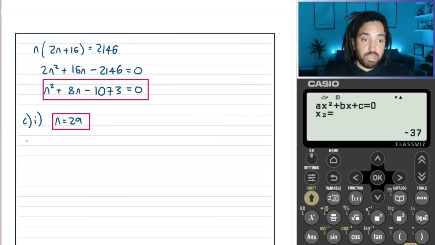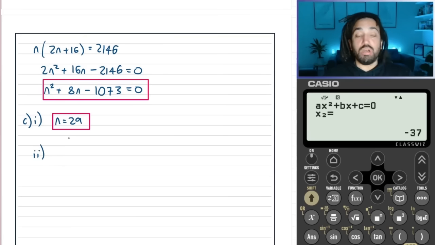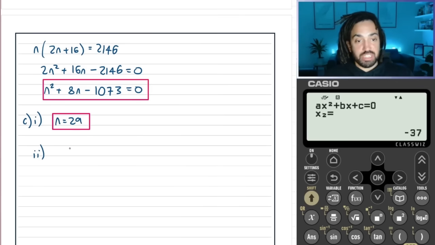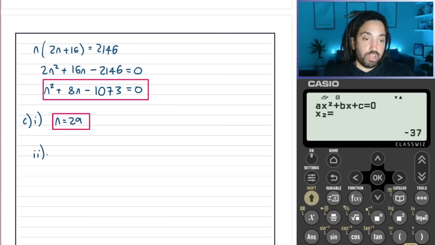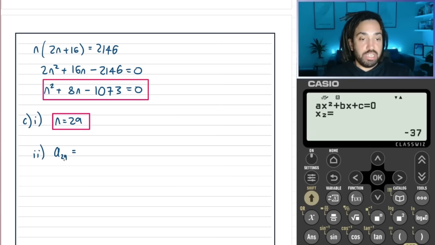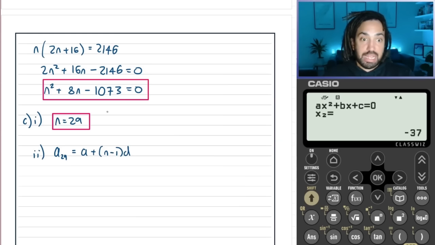And then part II, the number of seats. Well, the greatest number of seats will be in the 29th row, given that d is 4, so it's positive, and the number of seats are getting bigger every row you go back. So we can say that the term, which represents the number of seats in the 29th position, will be a plus (n minus 1)d, where n is 29, of course. Because that was the equation for the nth term.